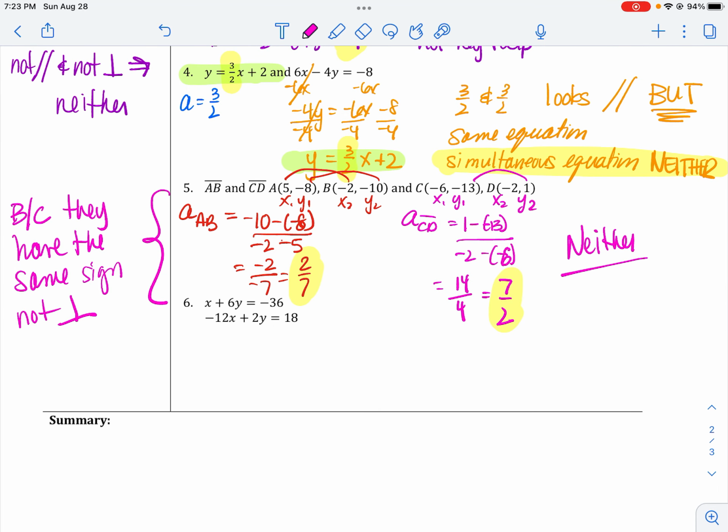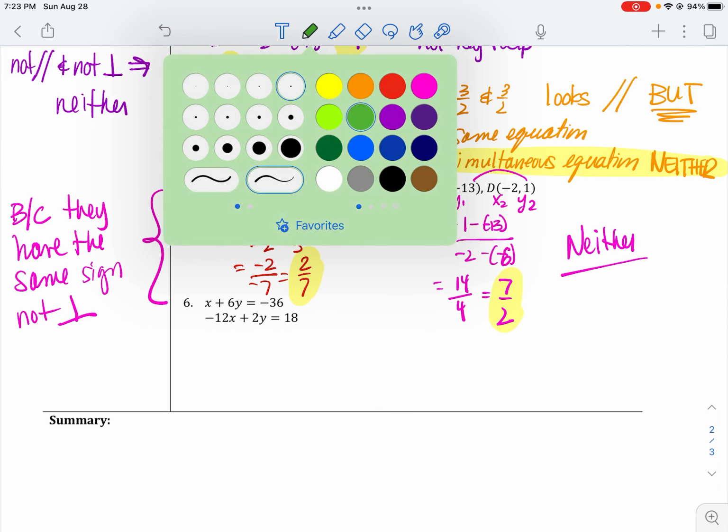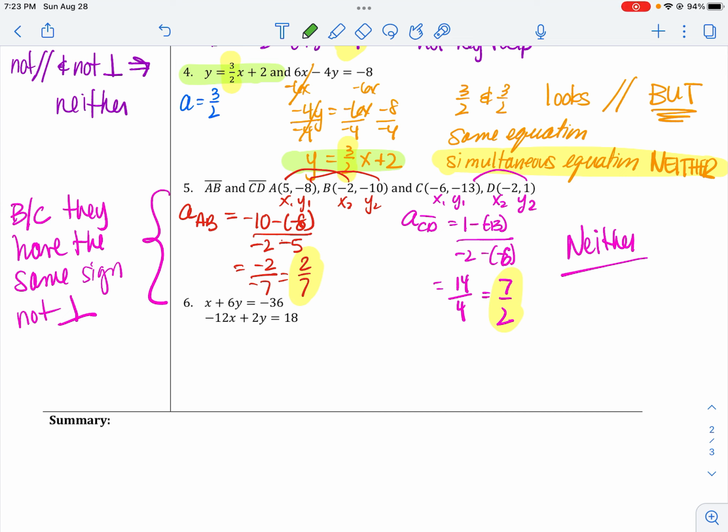In our final example, we have two equations that are in standard form. So 2 times I have to rearrange my equations. So I have x plus 6y equals -36. Subtract the x term. 6y equals -x minus 36. Divide by the y coefficient. y equals -1 over 6x minus 6. So there's my slope.